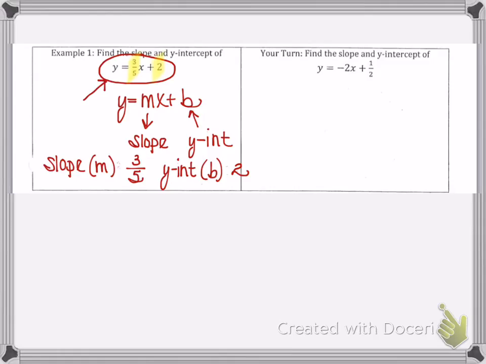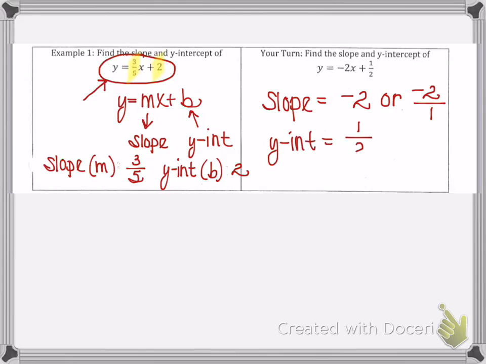Take a look at the your turn and see if you can identify the two things I'm asking for, the slope and the y-intercept. So your slope for this equation is -2, or you could also write that as -2 over 1. And your y-intercept, which is your b value, is 1/2.